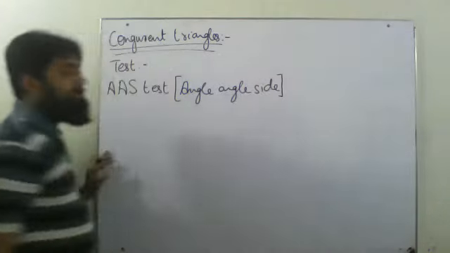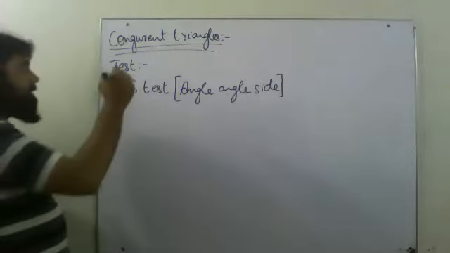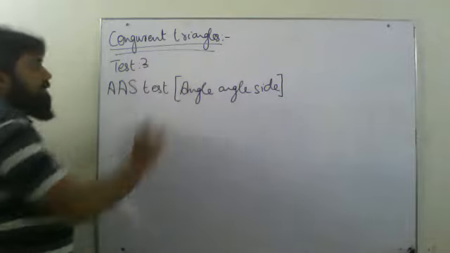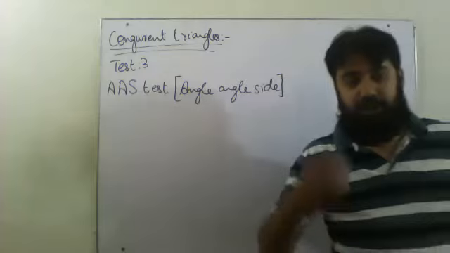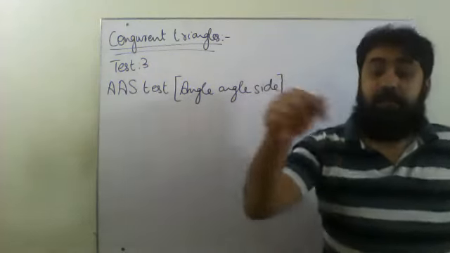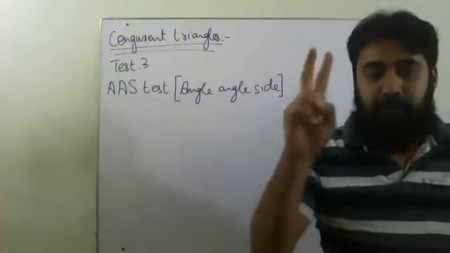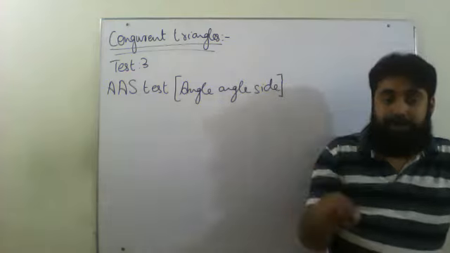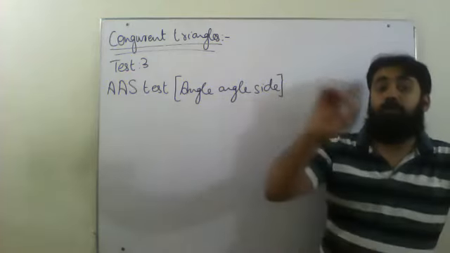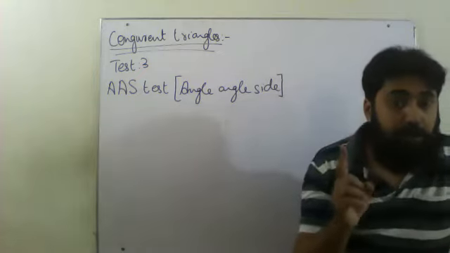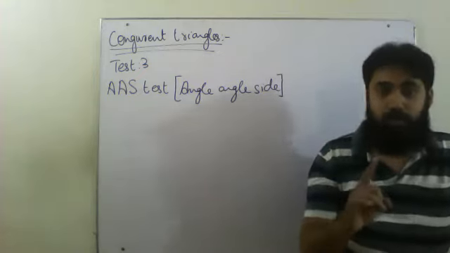Okay, angle side test. This is my test number 3. Now, in the previous test, what I have told you, what was the condition? The condition was that two sides and its inclusive angle should be equal to the corresponding two sides and inclusive angle. The angle should be inclusive. That was the rule over there.